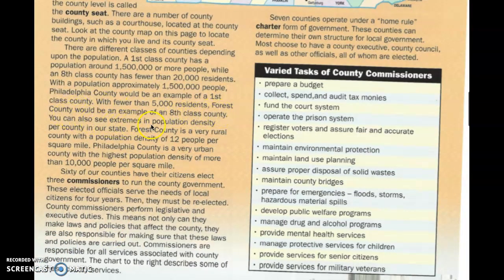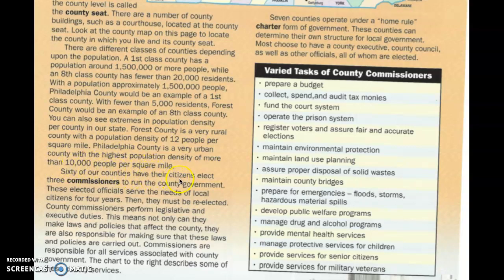You can also see extremes in population density per county in our state. Forest County is a very rural county with a population density of 12 people per square mile. Philadelphia County is a very urban county with the highest population density of more than 10,000 people per square mile.